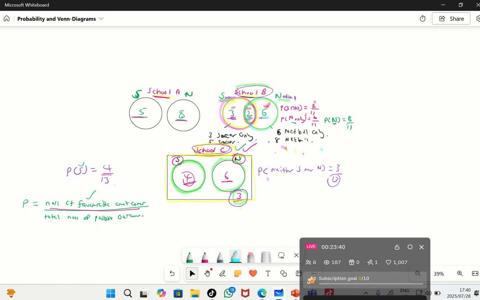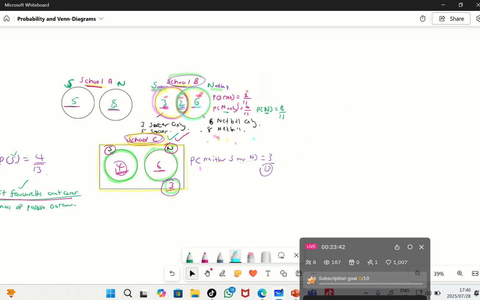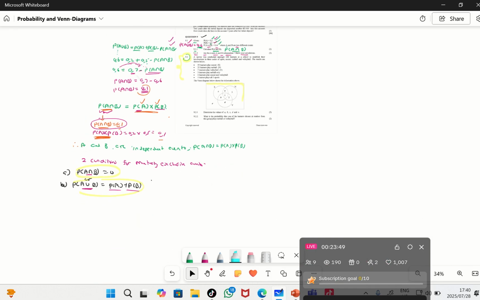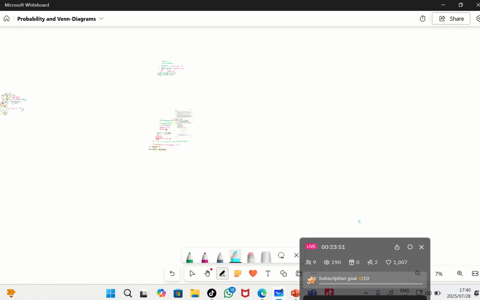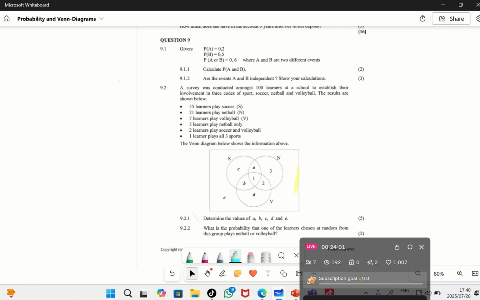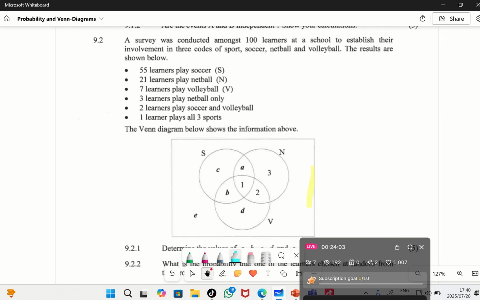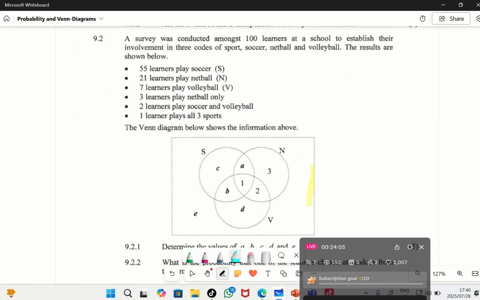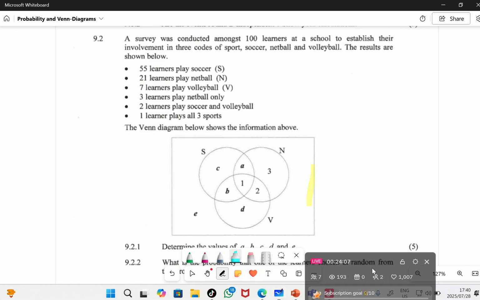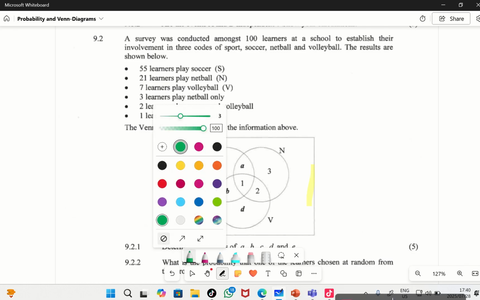Okay. So yeah, let's do an exam style question on Venn diagrams, just so we can see if you understood what happened there. Let me just quickly clear the space here for the sake of neatness. Okay, let's zoom in. Sharp. So we are on question 9.2.